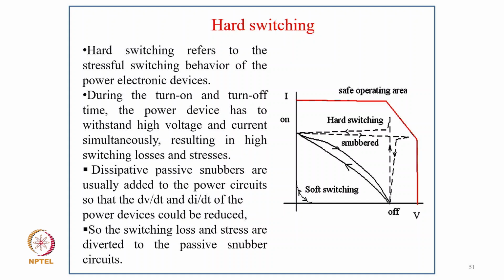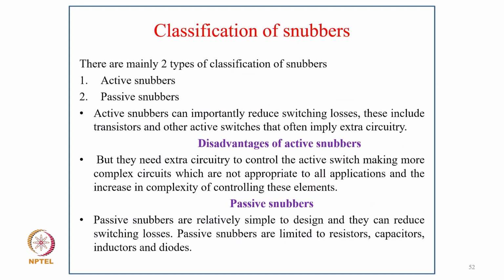Hard switching refers to the stressful switching behavior of power electronic devices. During turn on and turn off times, the power device has to withstand high voltage and current simultaneously, resulting in high switching losses and stresses. And snubbers are usually added to the power circuit so that dV/dt and dI/dt of the power devices can be reduced. So the switching loss and stresses are diverted to the snubber circuits.